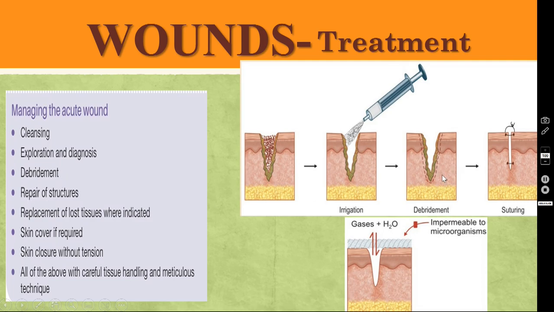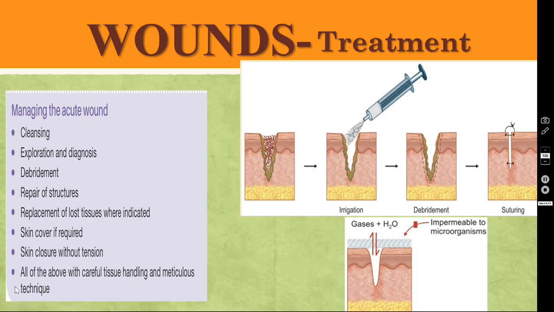Then if there are any damaged structures, you have to repair those structures. Replacement of lost tissue, if there is any. Then skin cover we can do if required. Skin closure can be done without tension either by a suture or you can put a skin graft over that. Yeah, skin graft or even skin flap cover. All of the above with careful tissue handling, and meticulous tissue handling is very important, gentle.